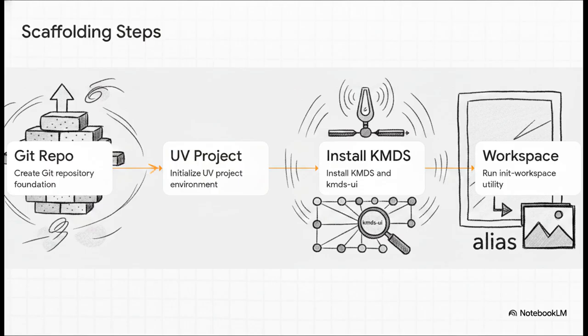Now, step 3 is crucial, installing KMDS and its dependencies, but pay special attention to the installation of the KMDS UI package here. We absolutely need this because it's what allows us to visually map out and explore our resulting knowledge graph later on. Finally, step 4 is just running the init workspace utility to generate an alias to our workspace image file. And boom, just like that, in 4 quick steps, the foundation is completely poured.